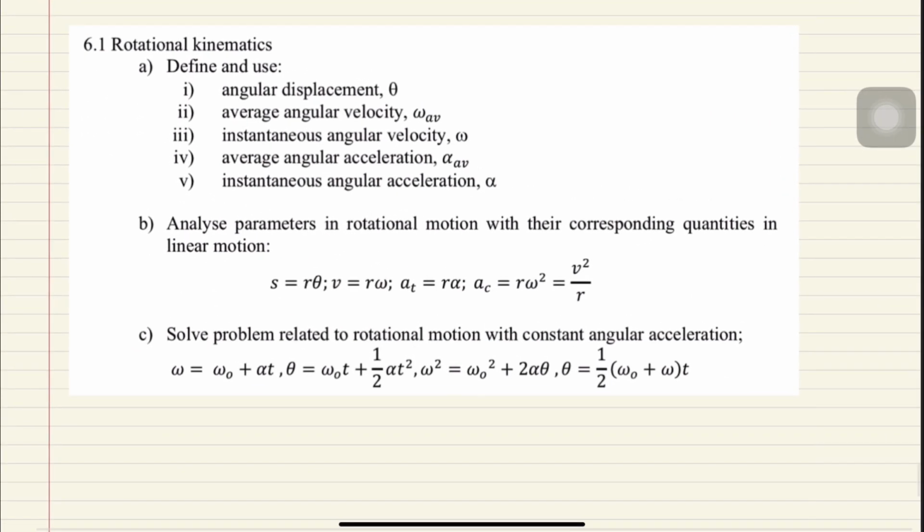In 6.1, you can divide into 3 parts. You need to know a little bit about definition and how to use, analyze parameters, and lastly, how to solve problems related to rotational motion. I think some of these symbols you already used in the previous chapter, like theta, omega, right? And I think previously you already learned about AC and so on. So it's very similar, you just add a few more.